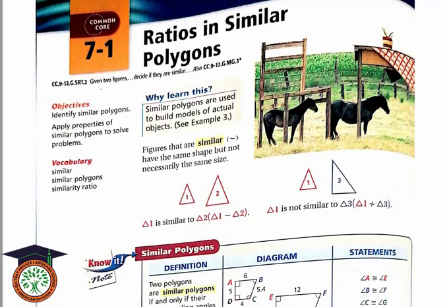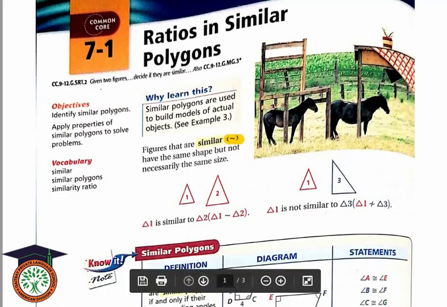What is the meaning of similar? Similar means same shape, but they are not necessarily the same size. If I have these two horses, they are the same shape. Both of them are horses, but are they the same size? No. So they are similar. We can represent similar with this sign. Similar means two shapes that are the same shape but not the same size.